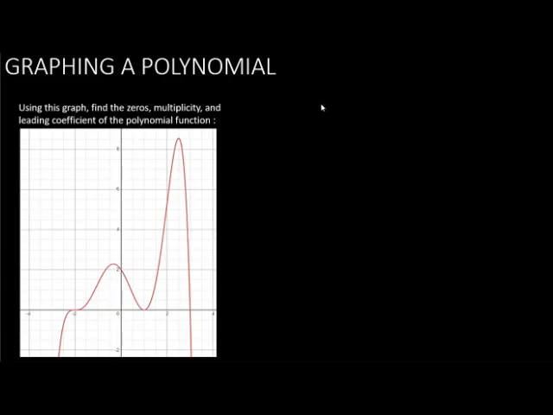Here, we're given a picture that has a whole bunch of curves and squiggles in it, and this is called a polynomial function. We can use this graph to find all of the zeros and multiplicities and eventually write our polynomial function. Let's first begin by examining the zeros. The zeros of a polynomial function are located anywhere where the function touches or crosses the x-axis.